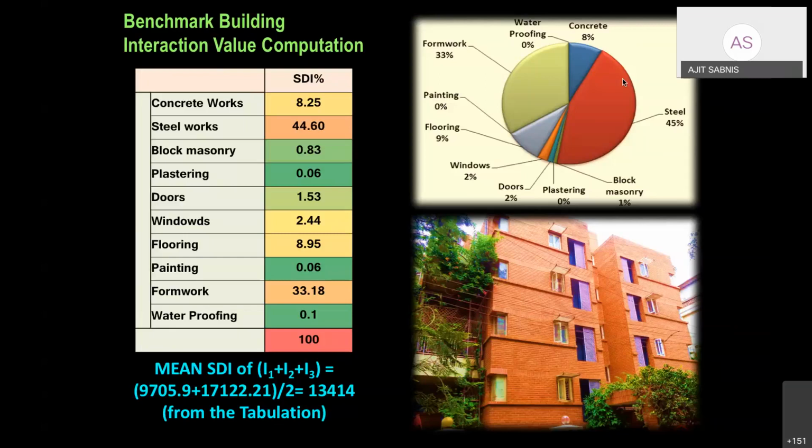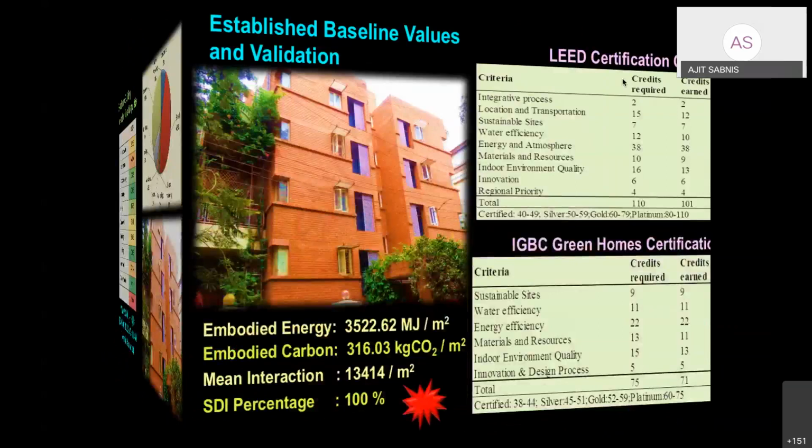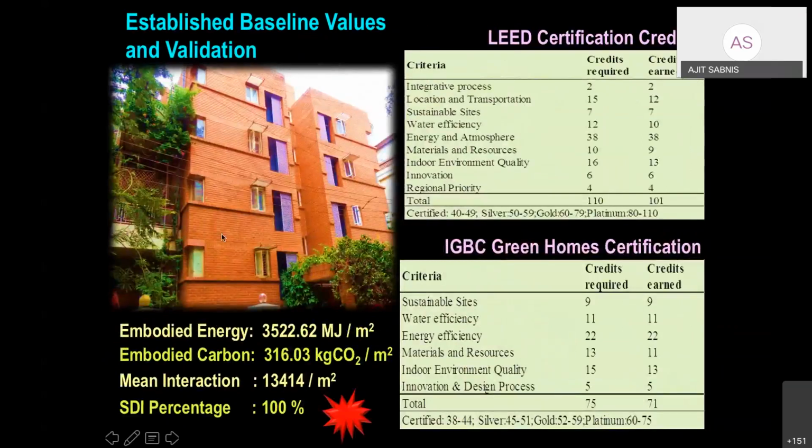Now, thus, we have established the baseline values for the benchmark project. We have a benchmark value of embodied energy of 3.52 gigajoules per square meter, or 3,522 megajoules. Embodied carbon is 316. Then the mean interaction value is 13,414 and the SDI percentage is 100%.